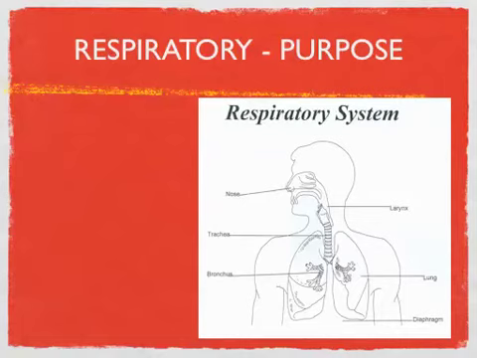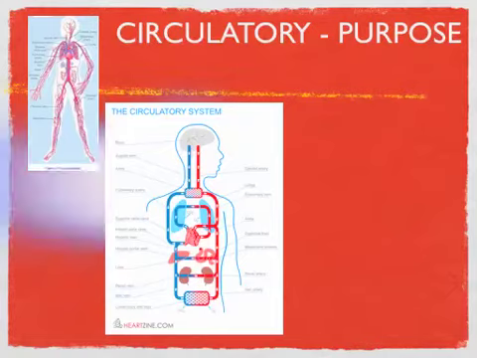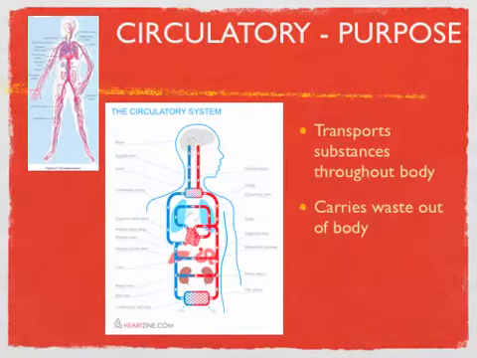The purpose of the respiratory system. There are two. The respiratory system is responsible for getting oxygen into the blood, and it's also responsible for getting rid of our waste, which is carbon dioxide. The circulatory system also has two purposes. The first purpose is to transport substances like oxygen and food throughout the body. Another purpose of the circulatory system is to carry waste like carbon dioxide out of the body.